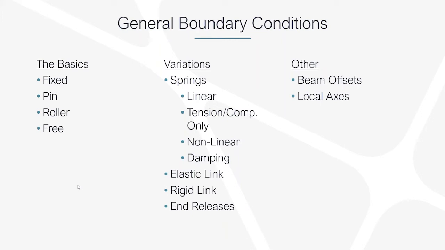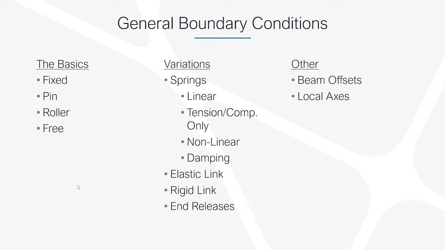A non-linear spring is one where the stiffness varies with how much it moves. So as you stretch the spring, it either gets stiffer or softer. And then you can even apply damping to springs just to add another layer of complexity there.